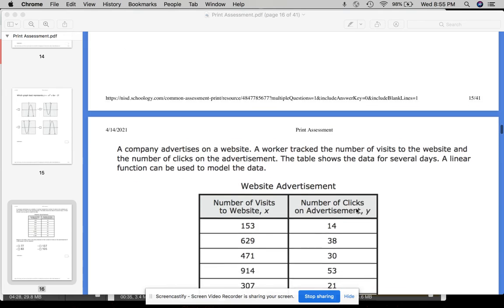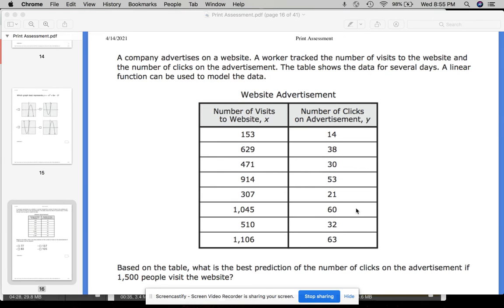Question 22. A company advertises on a website. A worker tracked the number of visits to the website and the number of clicks on the advertisement. The table shows the data for several days. A linear function can be used to model the data.